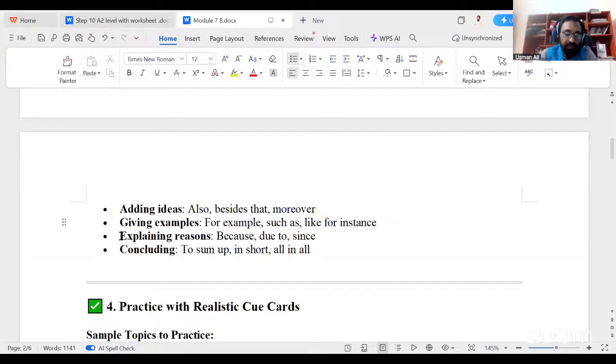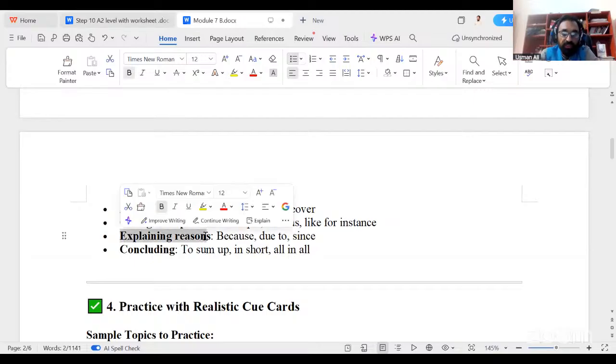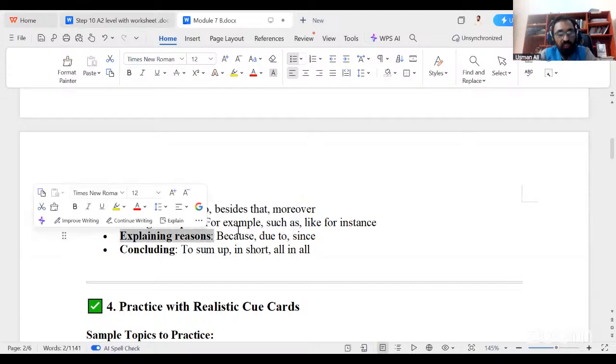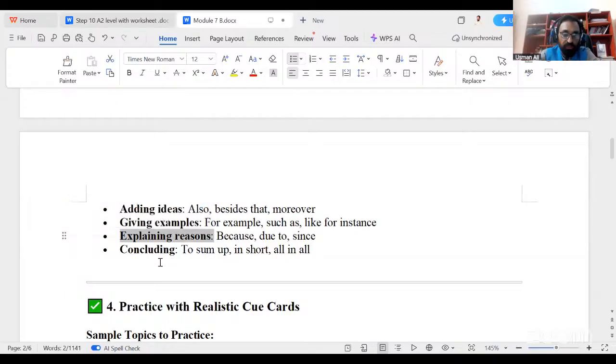And at third number, you will give reasons. For giving reasons, you can add words like because, due to, and since. Because, due to, or since. Most of the time we use because, it's very easy to carry on. So you can say, because she was with me, I enjoyed a lot. Because, due to, or since.